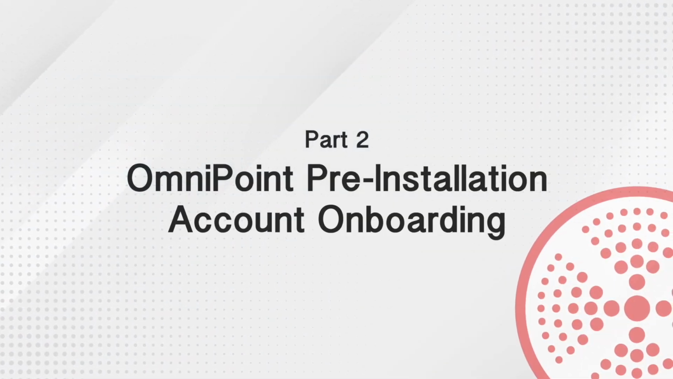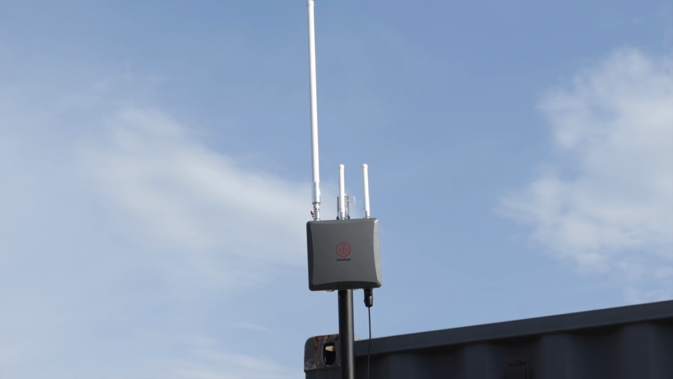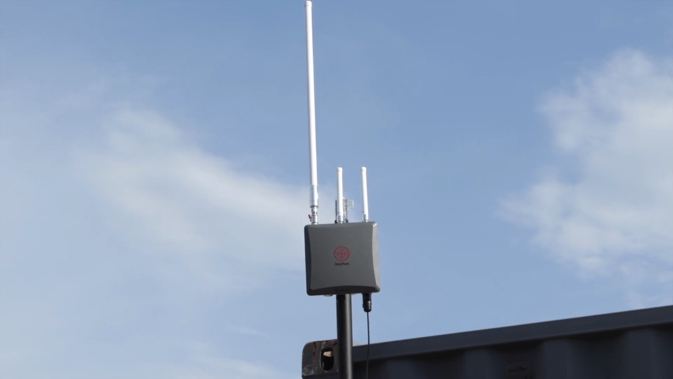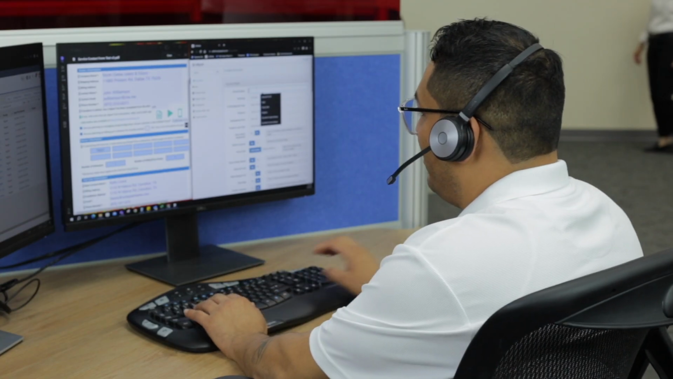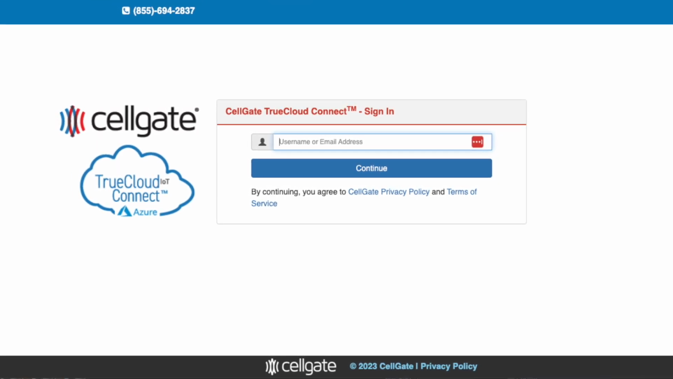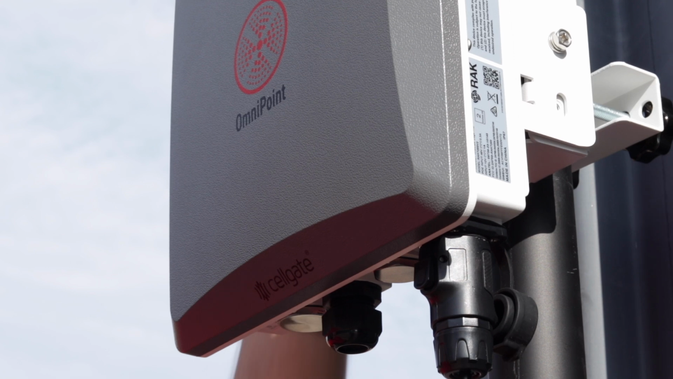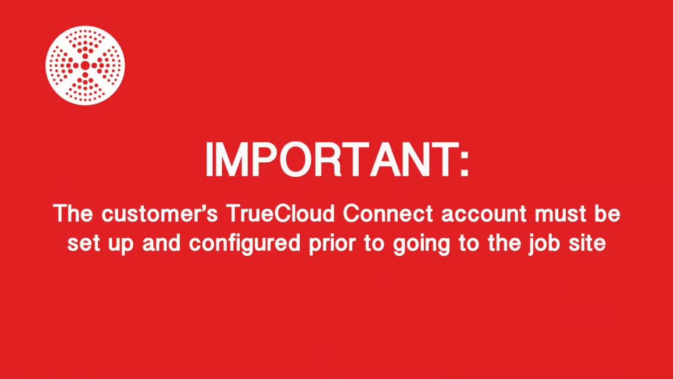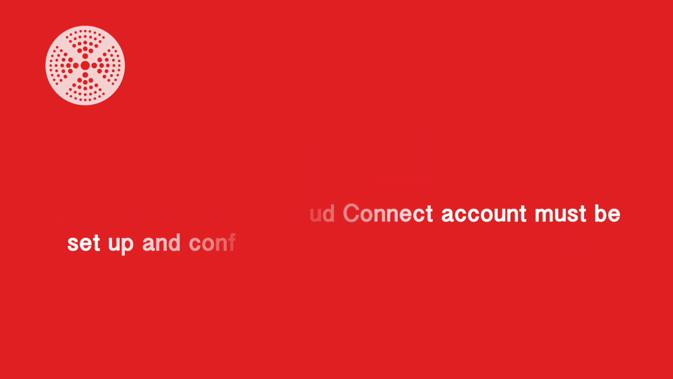Congratulations! You have successfully sold an OmniPoint wireless multi-point access control system and are now ready to prepare the customer's TrueCloud Connect administrative account for onboarding. For a successful installation of OmniPoint, the customer's TrueCloud Connect account must be set up and configured prior to going to the job site. So please follow these important steps.